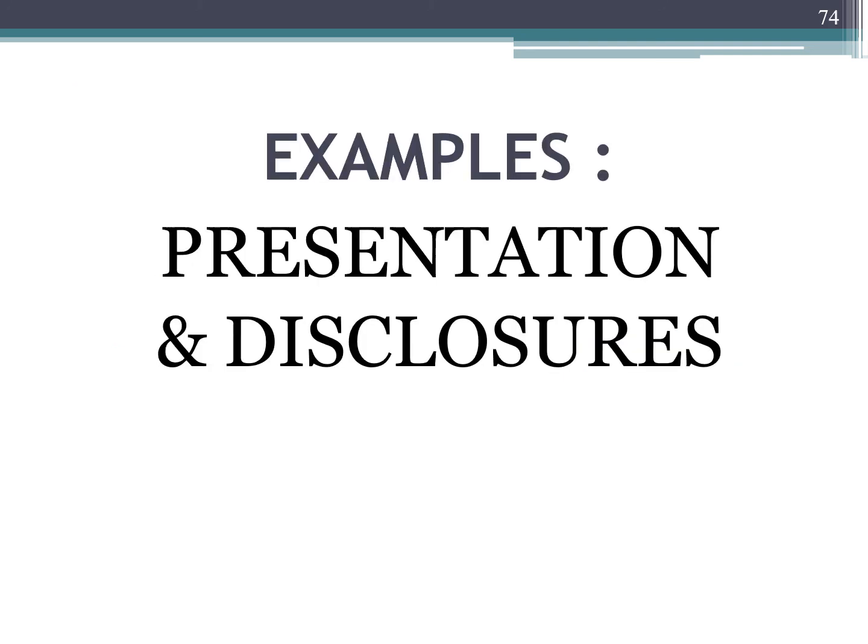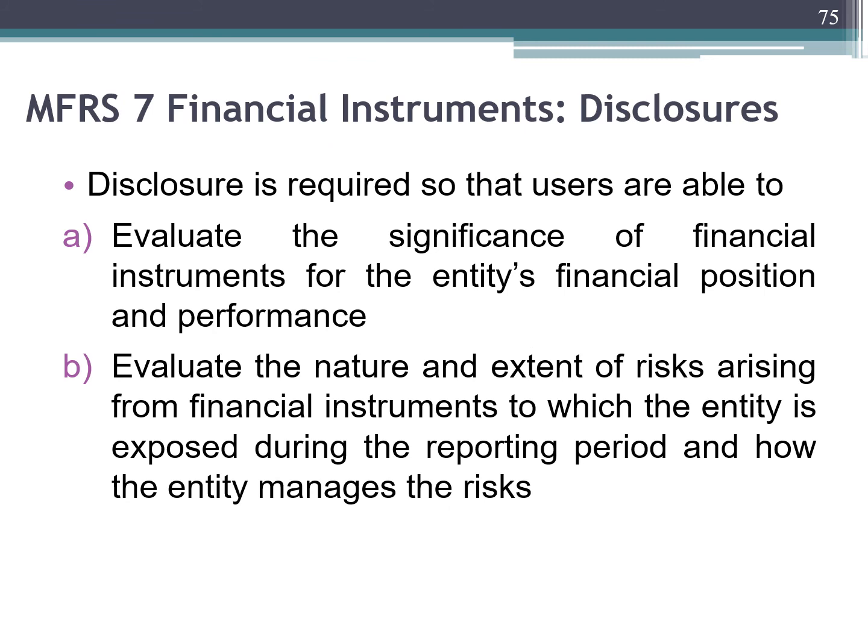Okay, and then the example for the presentation. The one that you're going to look at here, we focus on MFRS 7, which is about the disclosure, how we're going to disclose it. Disclosure is required so that users are able to evaluate the significance of the financial instrument for the entity's financial position, and evaluate the nature and extent of the risk arising from financial instruments to which the entity is exposed during the reporting period, and how the entity manages the risk. So this is one thing that we need to disclose: the significance of financial instruments and also the nature and extent of risk.